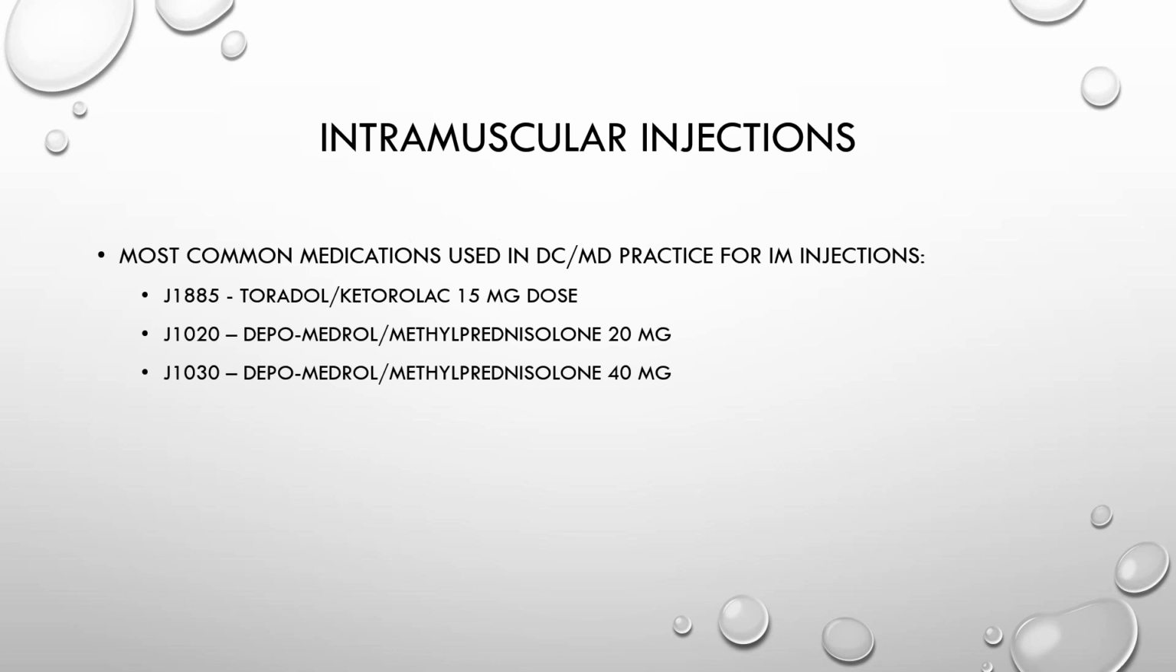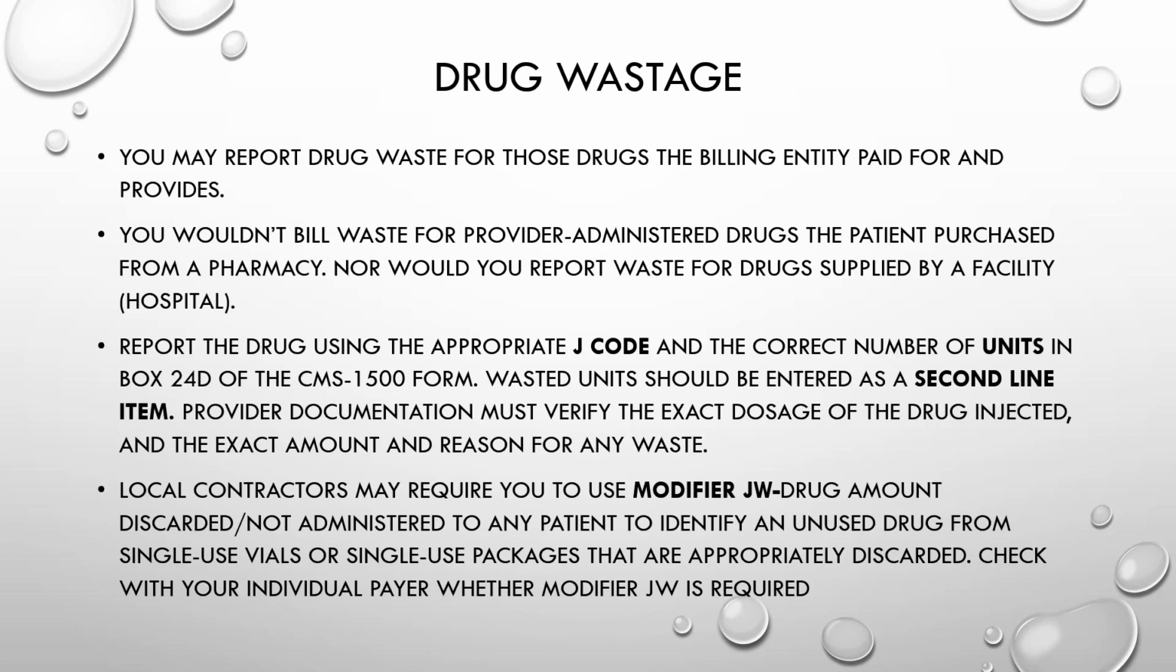The J code is for 15 milligrams of a 30 milligram total. And so what that means is that, since the Toradol is coded as a 15 milligram dose and 30 milligrams were administered, then you would code the drug times 2. So it would be J1885 times 2 units. Okay, so make sure you have not only the code, but the correct number of units.